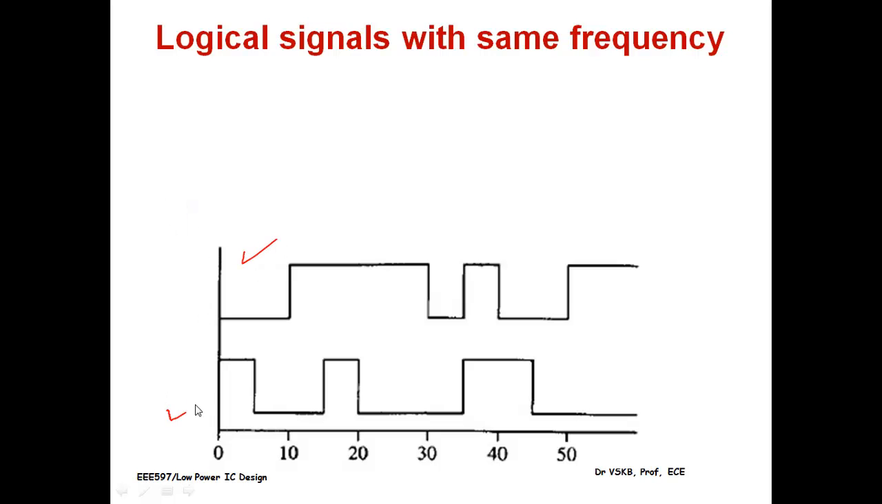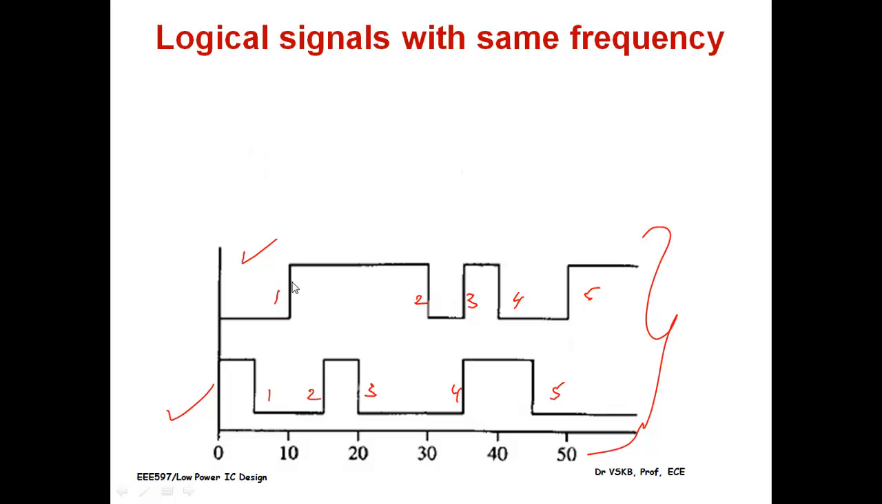Now consider another set of signals. This is signal 1 and signal 2. I count the number of switchings taking place. At 10 it is 1, and at 30 it is second, 2, 3, 4, 5. And here too I find the same thing as you have seen before. But can I say that these two signals are the same? They are not.